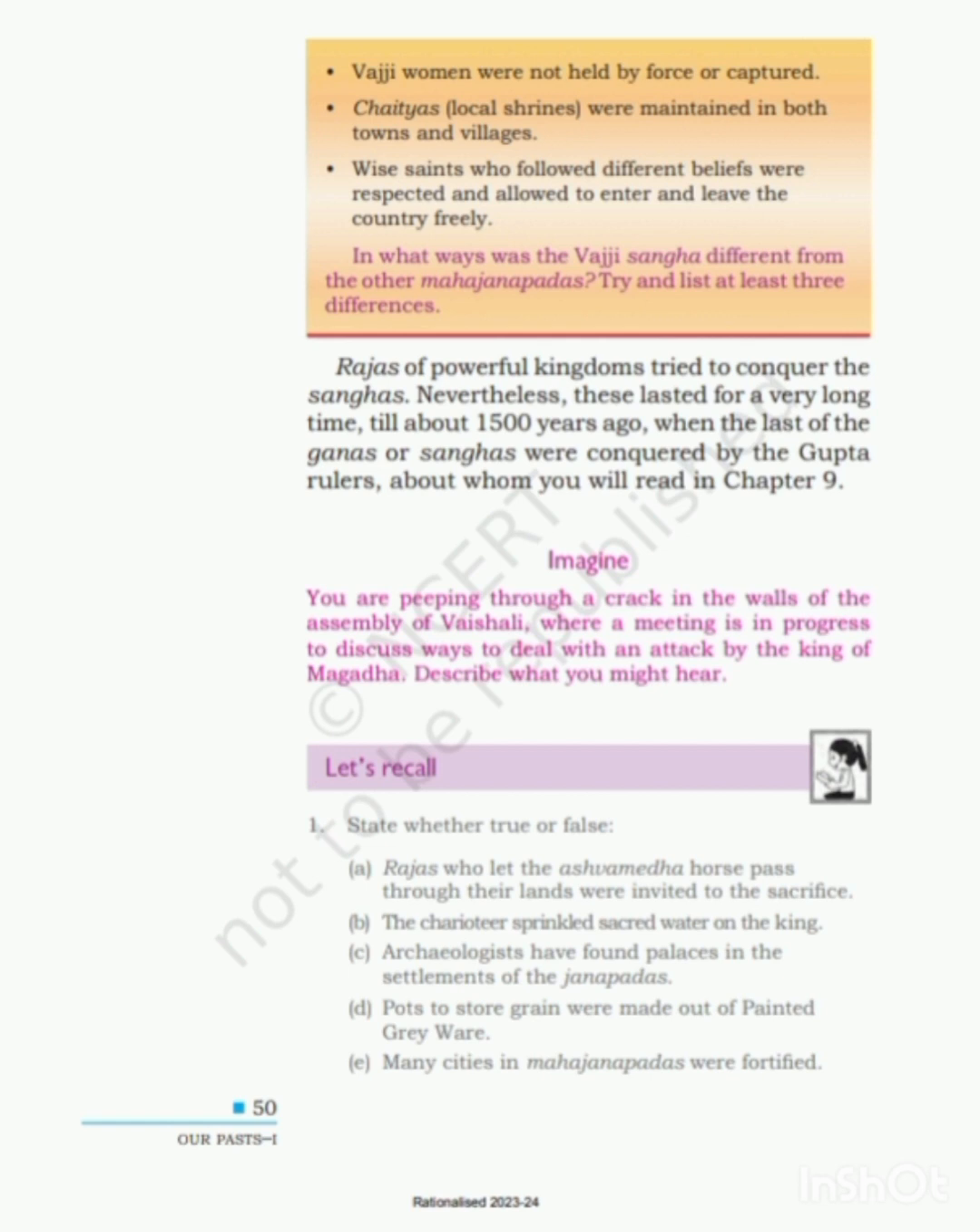Both Buddha and Mahavira, whom you are going to learn about in the next chapter, belonged to a Gana or Sangha. Some of the most informative descriptions of their life in the Sangha can be found in Buddhist books. And at last, many rajas of powerful kingdoms tried to conquer the Sangha. Nevertheless, they did not last for a very long time, as we have an example of the last Gana or Sangha, which was conquered by the Gupta rulers about 1500 years ago. So, this was all about the chapter.